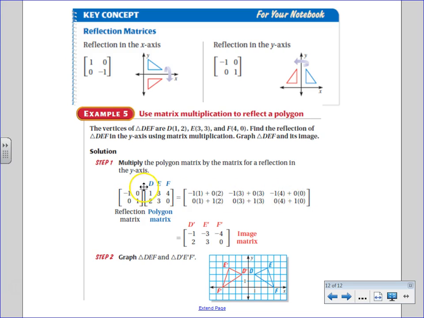Then once we've multiplied the first row times all 3 columns, next we go to the second row, multiply by all 3 columns. So 0 times 1, and 1 times 2. 0 times 3, and 1 times 3. 0 times 4, and 1 times 0. Then we simplify those. That gives us our image matrix. Notice it gives us now coordinates -1, 2 for D, -3, 3 for E, -4, 0 for F prime.